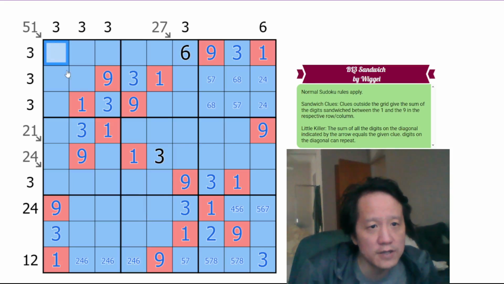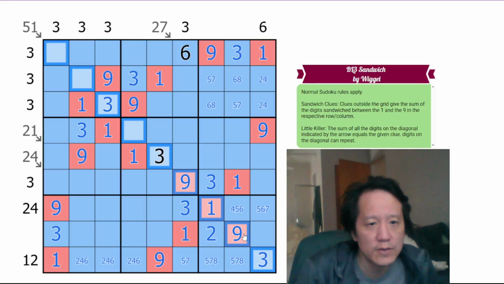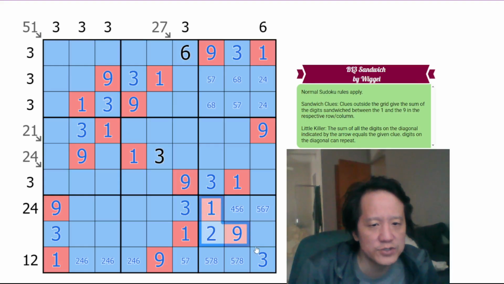Okay, let's look at the 51. I think that might be the easiest one to clear out. We have 391, which is 13, plus 39 and 3, which is 15. 15 plus 13 is 28. 51 minus 28 is 23. And that's the maximum this could actually be, right? Because we already have the ones and nines set.